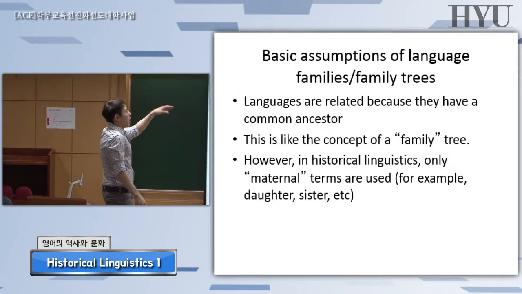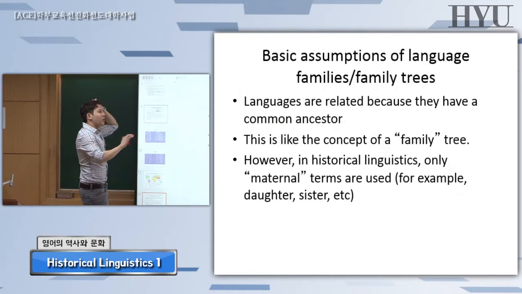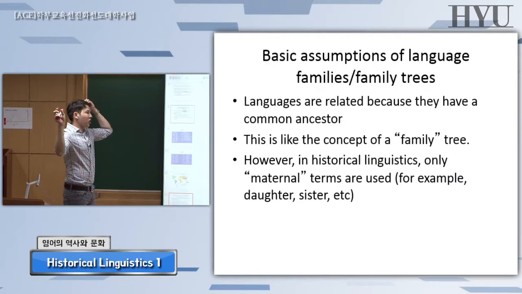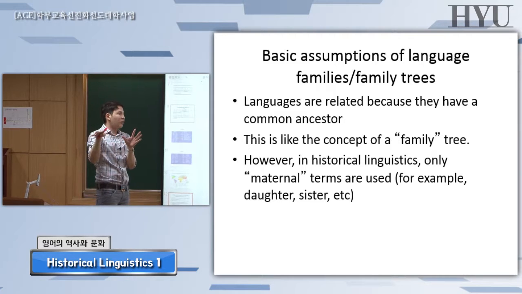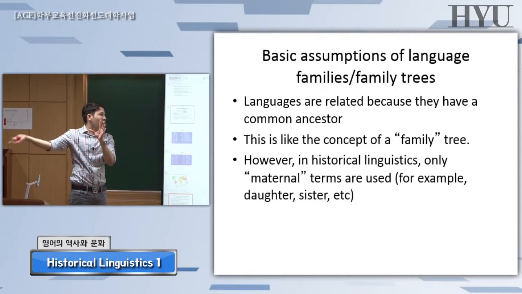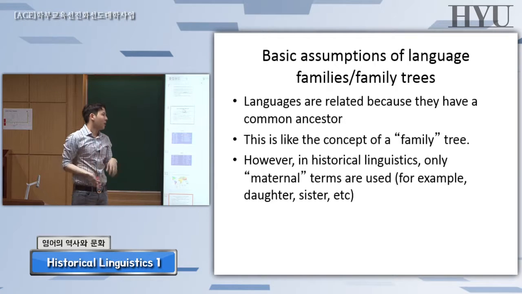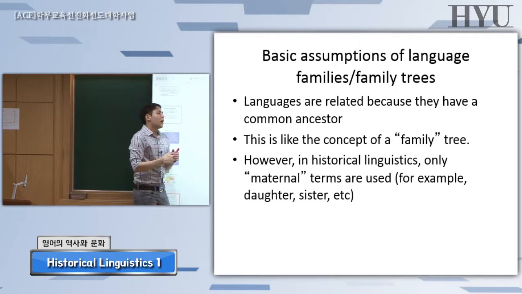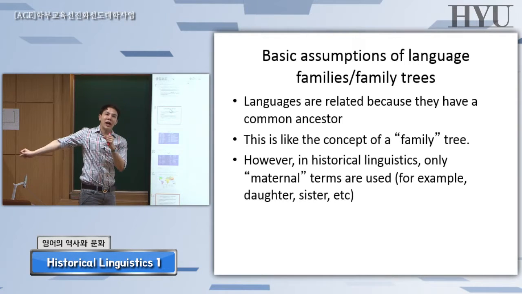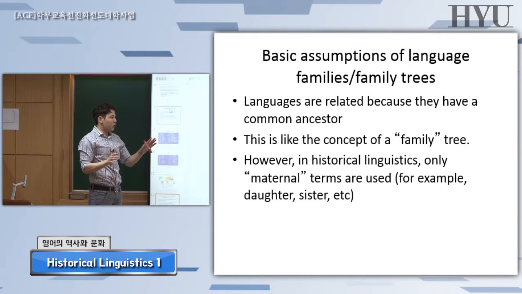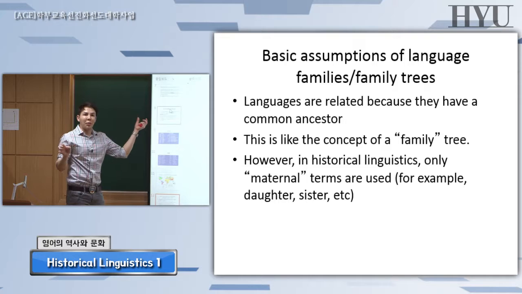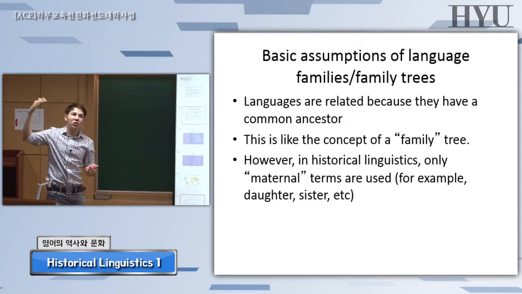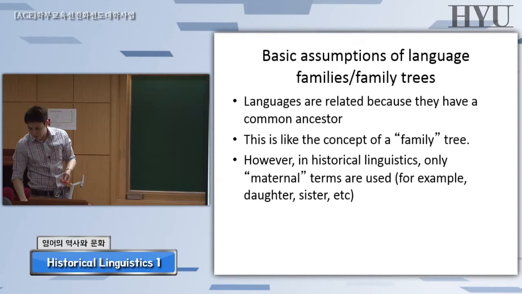So languages are related because they have a common ancestor, right? And this is just like your family. You are related to your brother, you are related to your sister, your parents, and your aunts and other people, right? But in linguistics, we only use the maternal terms. For example, this is my sister language, this is my mother language. I don't know why people don't use paternal terms like father language or brother language, okay?